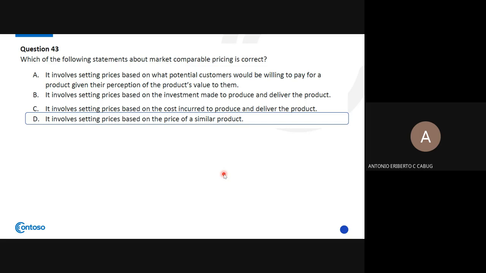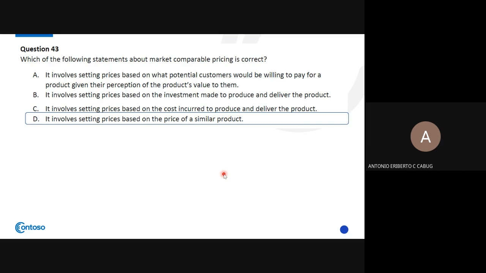So for example, someone selling in our market, let's say 18 karat gold, and you have 14 karat. What you're going to do is base your price on the 18 karat and then minus something. You're going to deduct, adjust for the difference. Market comparable pricing is also useful in valuation of stocks when you use relative valuation. You base the price on those stocks that are similar to yours.